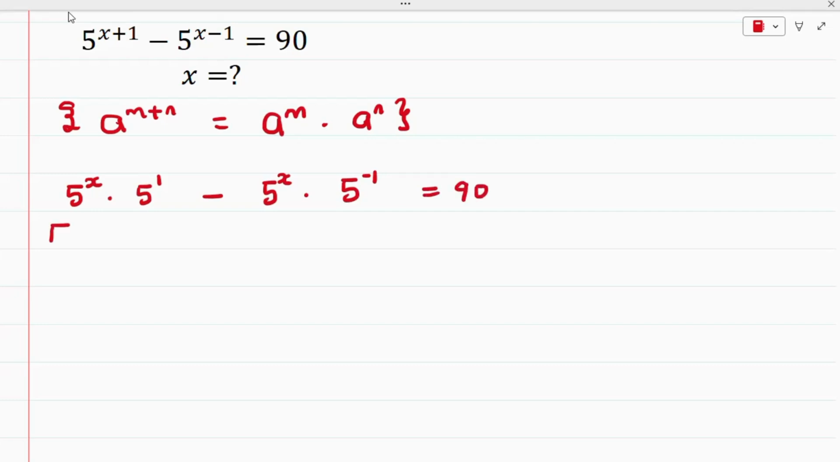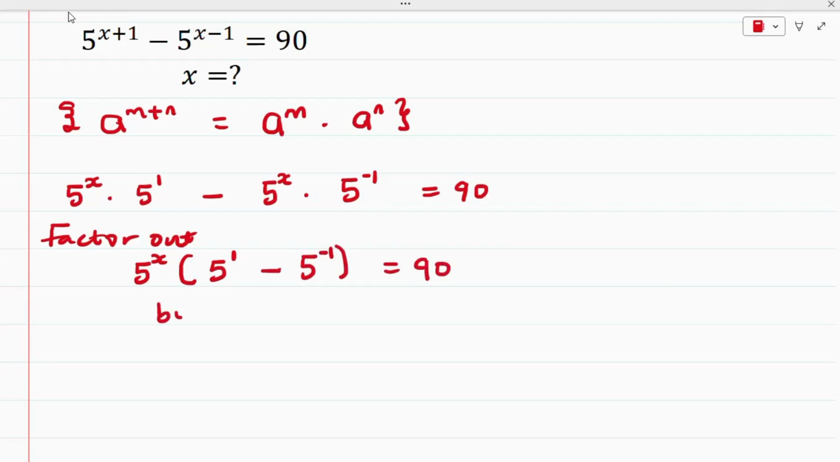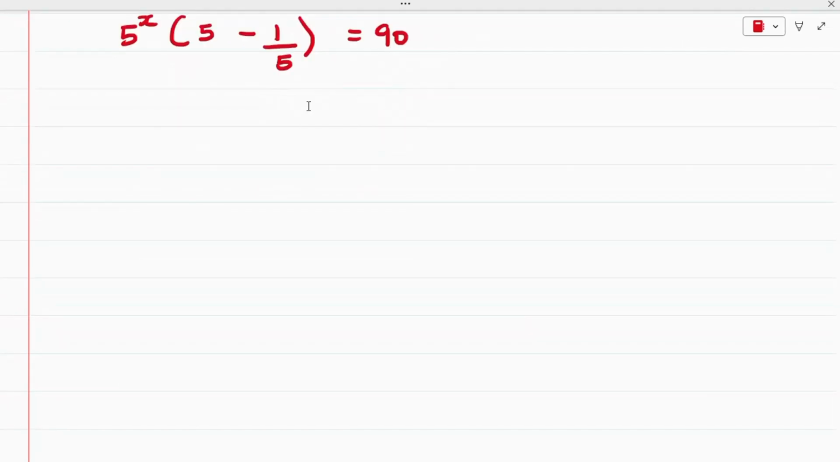90. So right here we want to simply factor out the common term, and we have the common term right here to be 5 raised to the power of x, and if we factor this out we have 5 raised to the power of 1 minus 5 raised to the power of negative 1, and this is equal to 90. But we know that if we have a raised to the power of negative 1, this is equal to 1 divided by a. So we have 5 raised to the power of x multiplied by 5 raised to the power of 1, which is the same thing as 5, minus 1 divided by 5, and this is equal to 90.